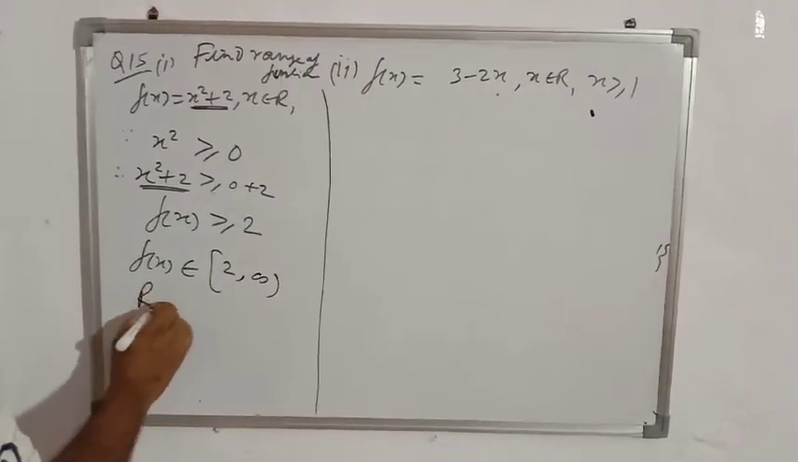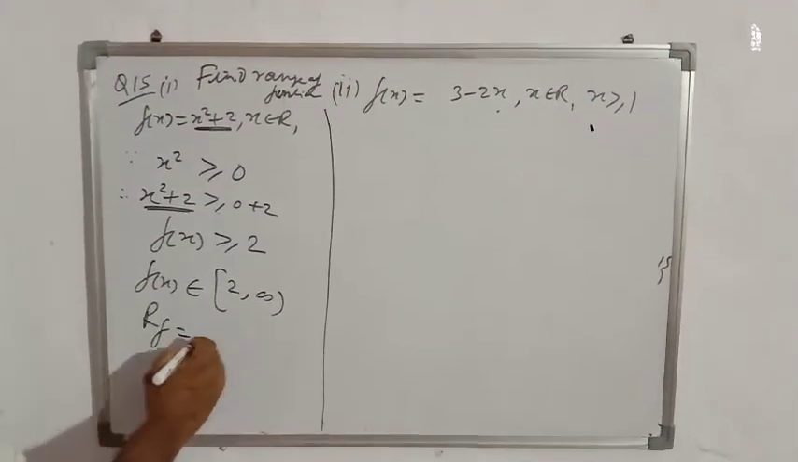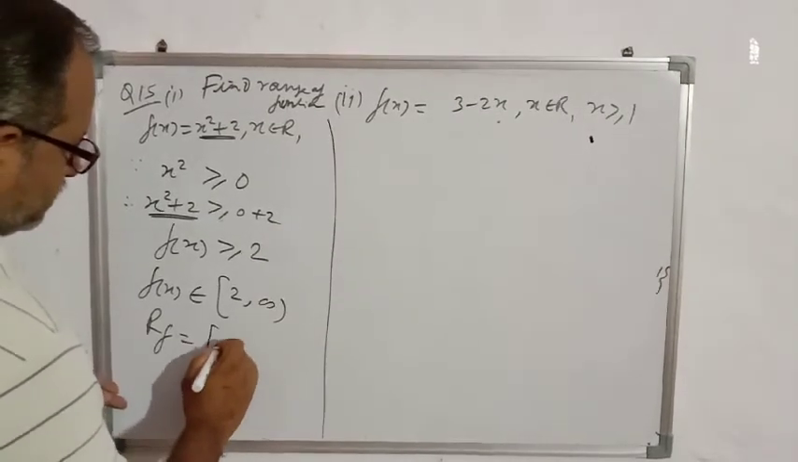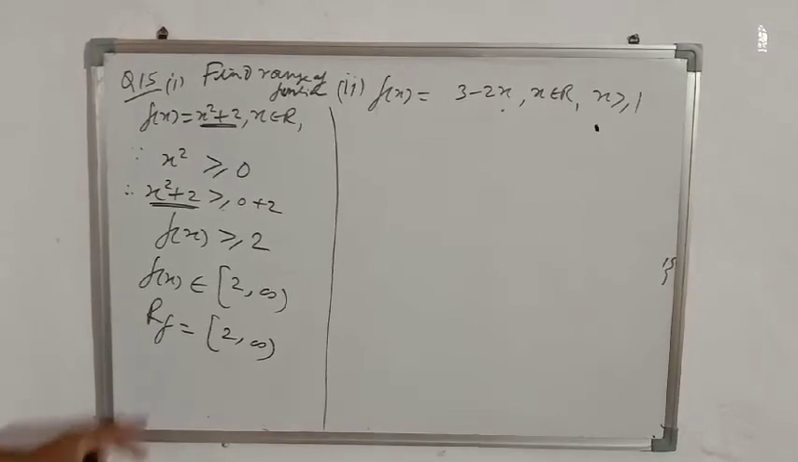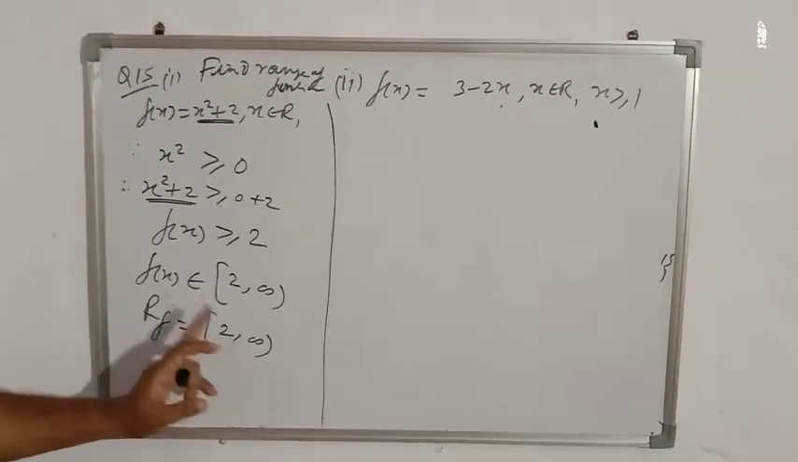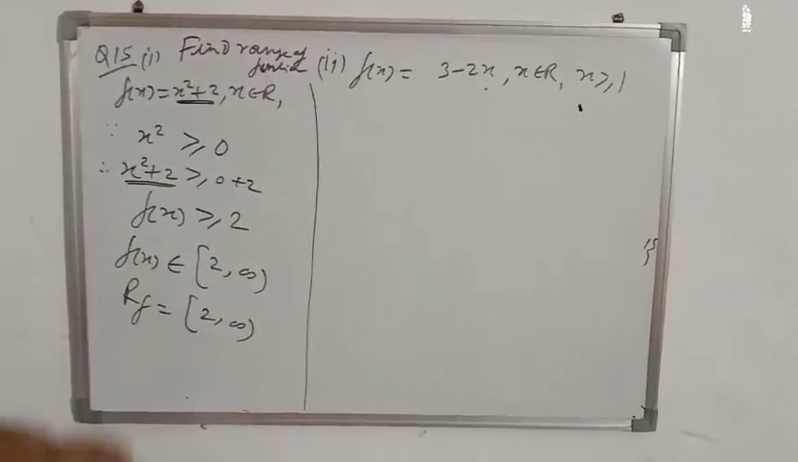So the range of the function, f(x) means the range of the function. So the range is 2 to infinity. Range is 2 to infinity. Range means the value of f(x).